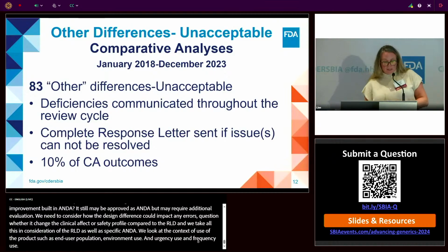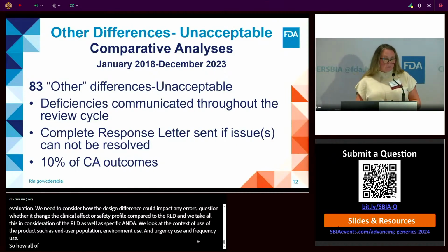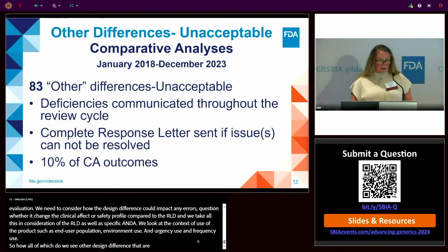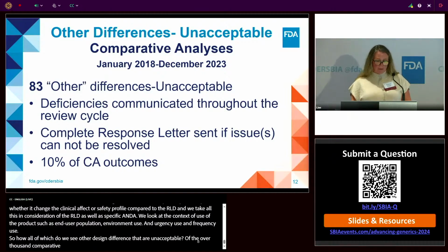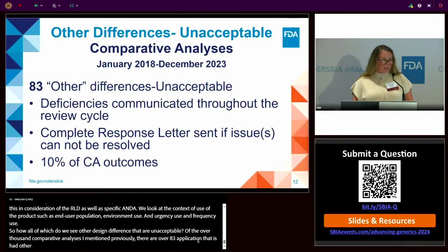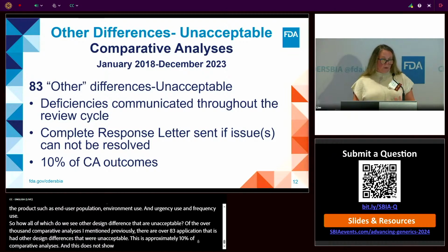So how often do we see other design differences that are unacceptable? Of the over 1,000 comparative analyses I mentioned previously, there were 83 applications that had other design differences that were unacceptable. This is approximately 10% of comparative analyses. This slide does not show other design differences that we deemed acceptable, though. So these are ones in which the other design difference was unacceptable.